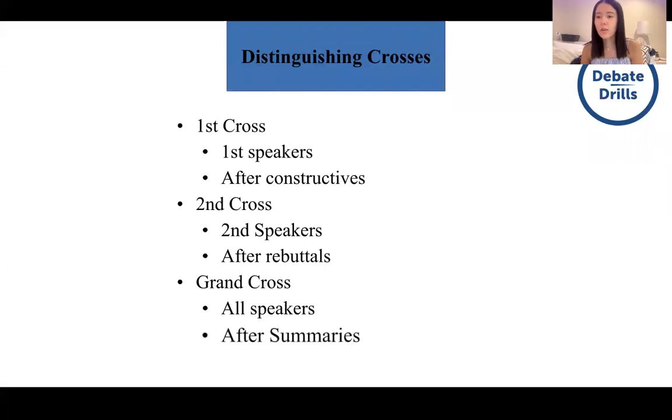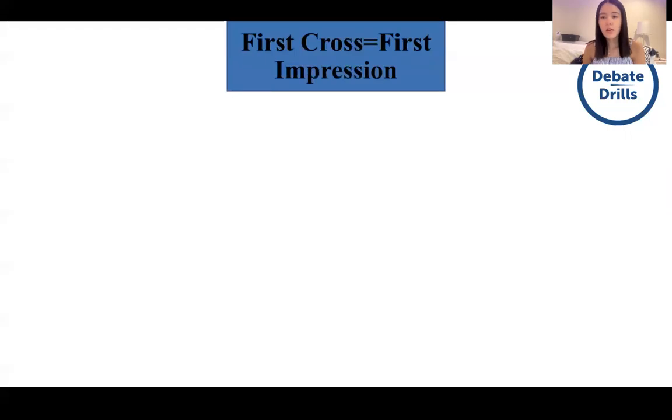And then third and finally, we have grand cross, which occurs between all the debaters in the round. This happens right after summary and right before final focuses, which are the last speech in the round. So in this video, I'm going to be specifically going over first cross.